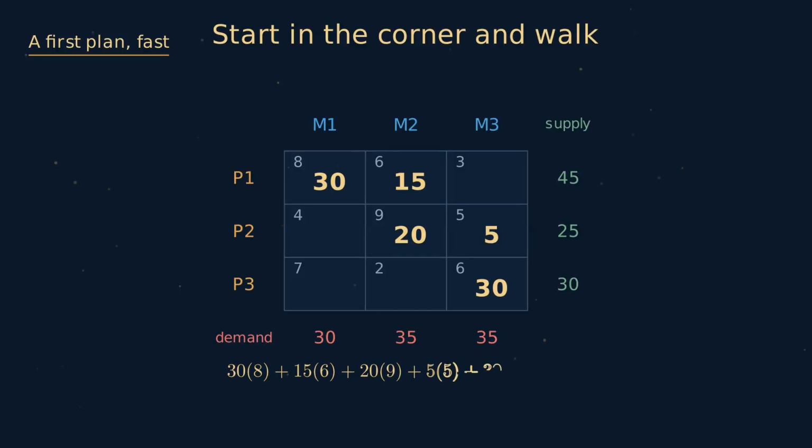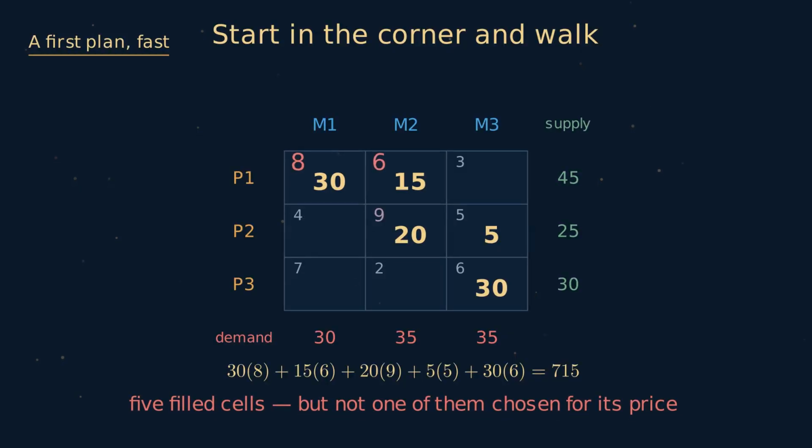Every row adds up. Every column adds up. It is a perfectly legal plan. Multiply each shipment by its unit cost, and the bill comes to 715. Notice what the method never once looked at. The costs. It walked by position, not by price, which is exactly why this number is usually so bad and why we are about to do better.